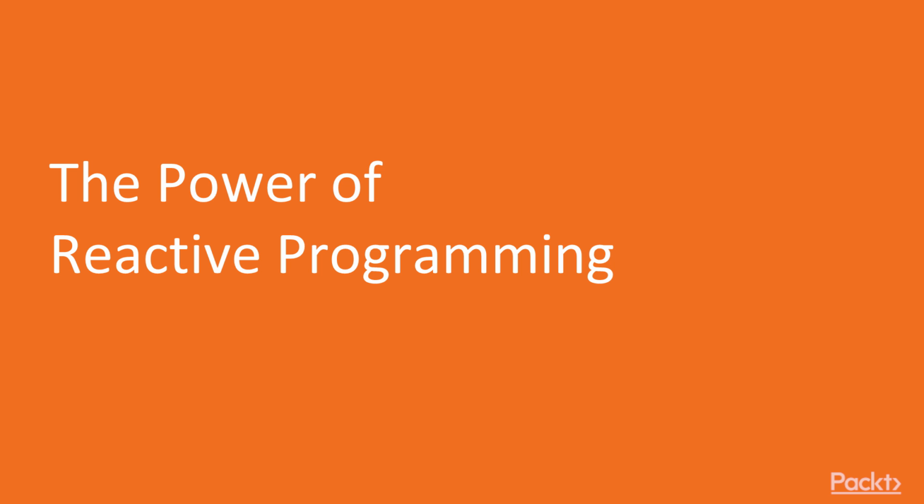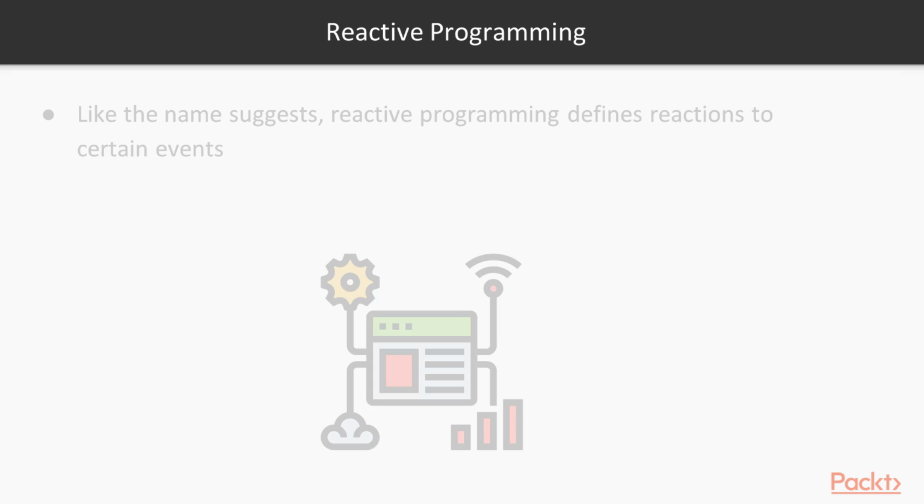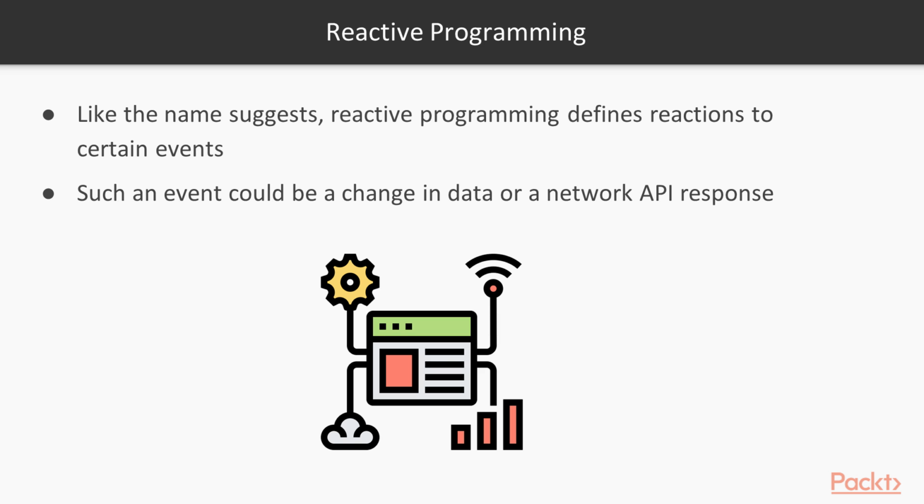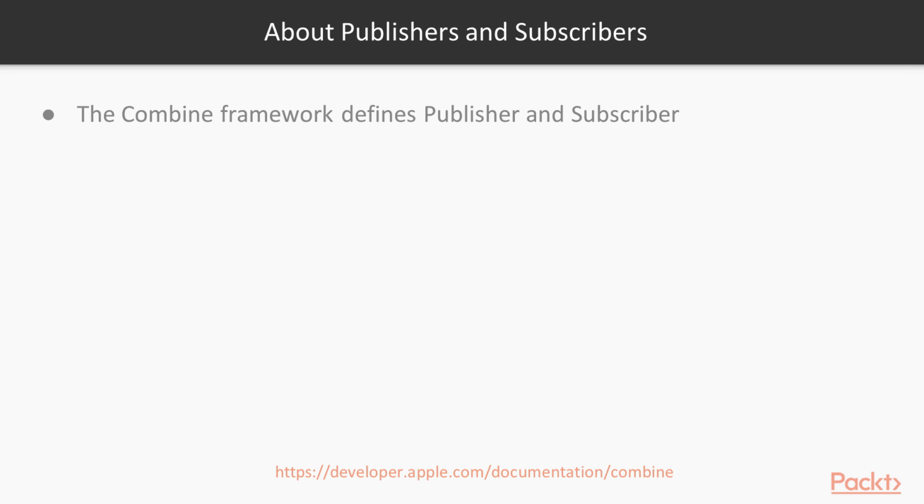The power of reactive programming. Like the name already suggests, reactive programming is a way of defining a reaction to a certain event. Such an event is typically the change in data or the gathering of new data, like for example the response from a network. We're going to talk a lot about publishers and subscribers, and those are two protocols that are actually defined in the Combine framework.